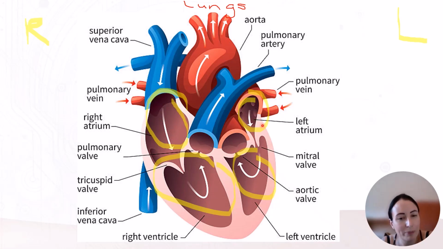The blood that's in the left atrium, we'll talk about where it comes from when we do the whole cycle, moves into the left ventricle. Now it needs to move through a little valve, and we call this valve the mitral valve.